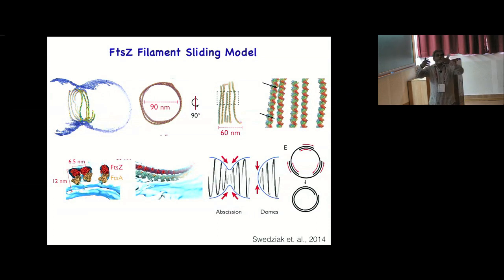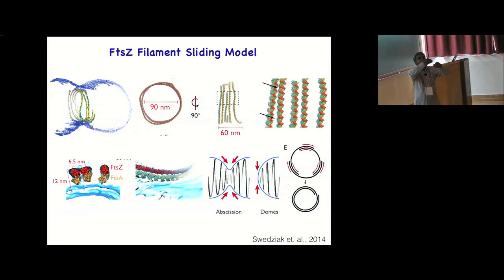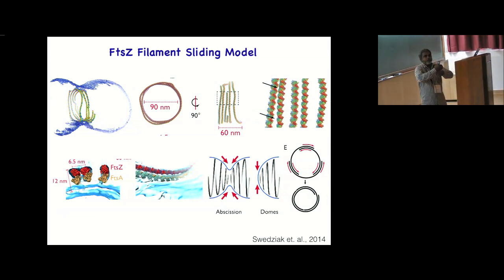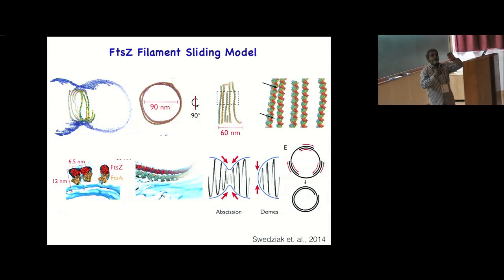So if 2 filaments are there together, as in the actomyosin with opposite polarity, as they are sliding is what constricts the membrane. In the same way, these FtsZ rings, once they are assembled and they are turning over and sliding past each other, decrease in diameter. So that will be the constriction.